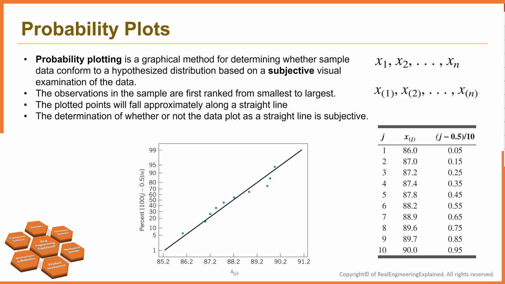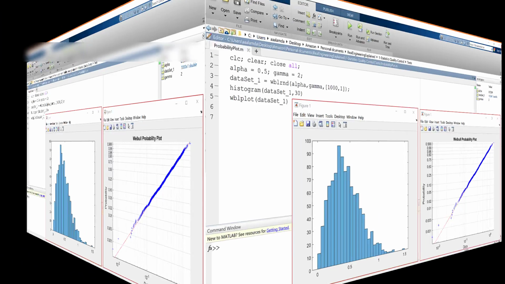Probability plots are often the first technique used when we need to determine which probability distribution is likely to provide a reasonable model for data. To illustrate how probability plotting can be useful in determining the appropriate distribution for data, we will use Minitab and Matlab to construct the plots.